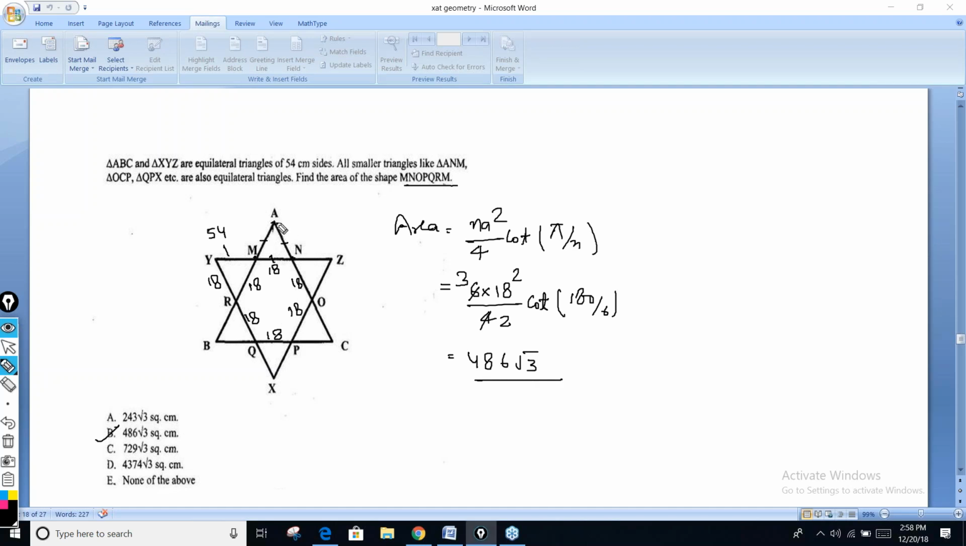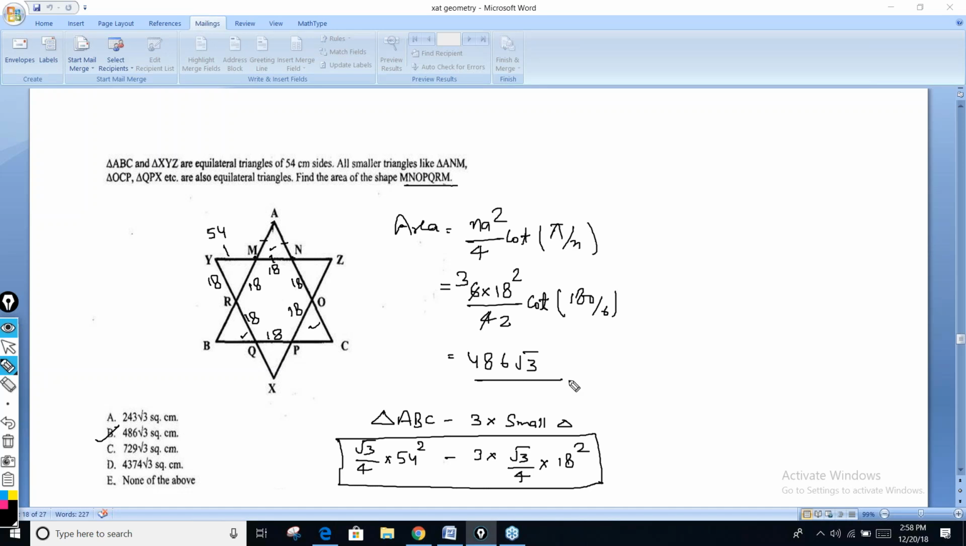Otherwise, what you could have done is find the area of triangle ABC and subtract the area of these three small triangles. So if you do not know the direct formula, you can do this also. 3 into the small equilateral triangle. So the area of triangle ABC is root 3 by 4 side square. The bigger side is 54 and the smaller side is 18. So we can do this also. It is the same thing. But if you know the direct formula, that is again much easier. Okay, so the answer is 486 root 3.